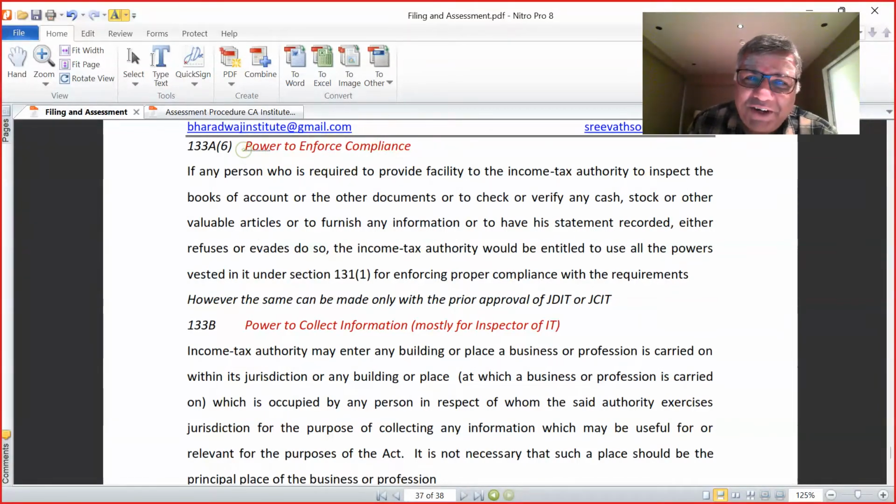Okay, power to enforce compliance. These are all non-questionable areas. Don't worry. Okay, if any person who is required under 133A survey is a questionable area.